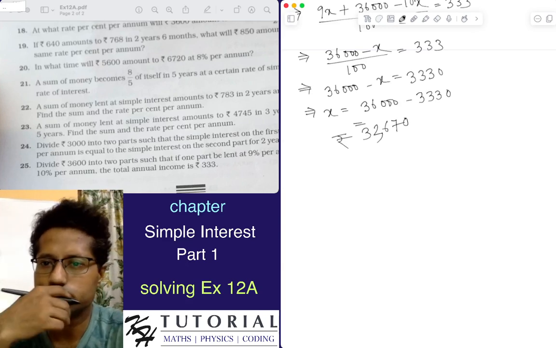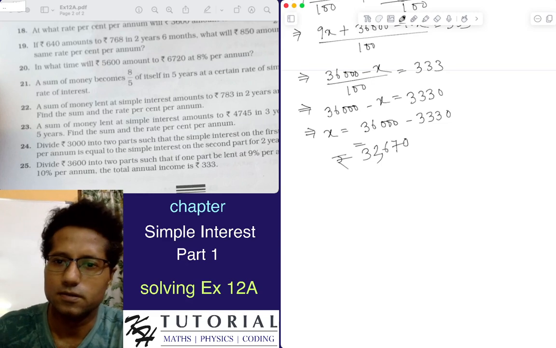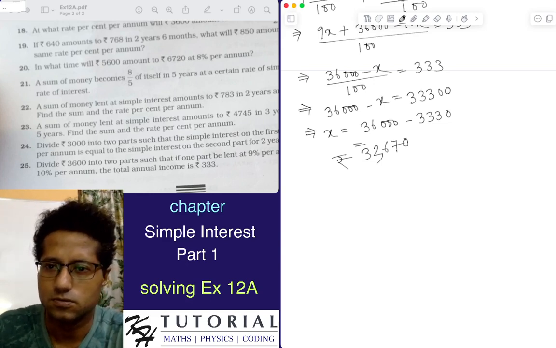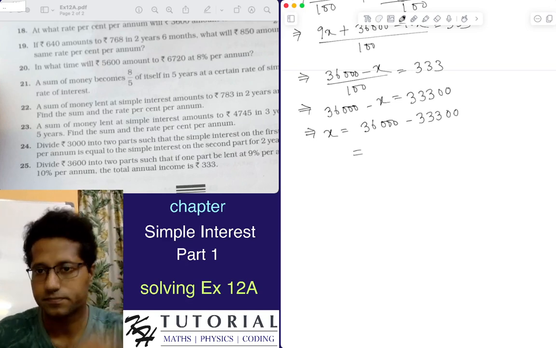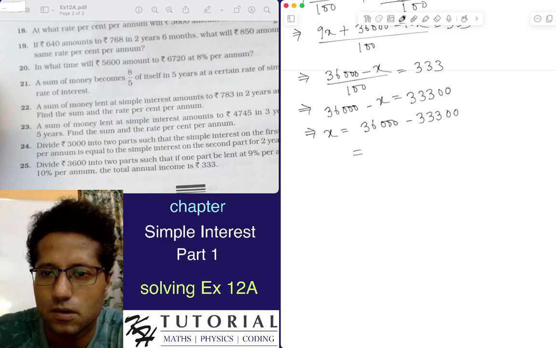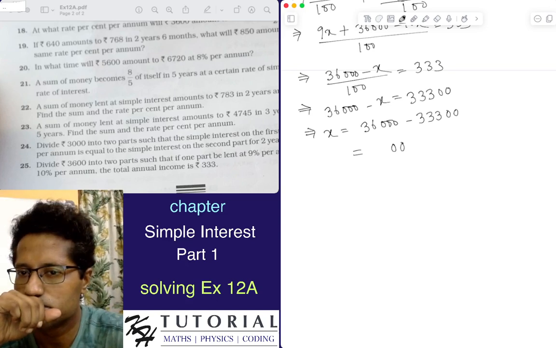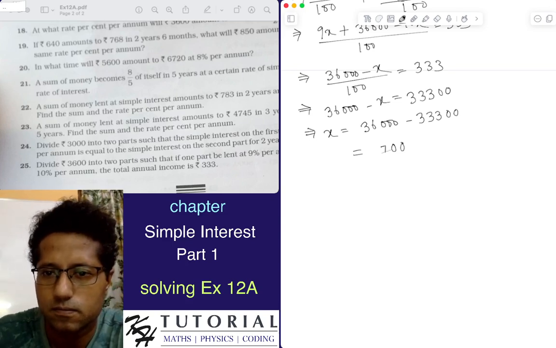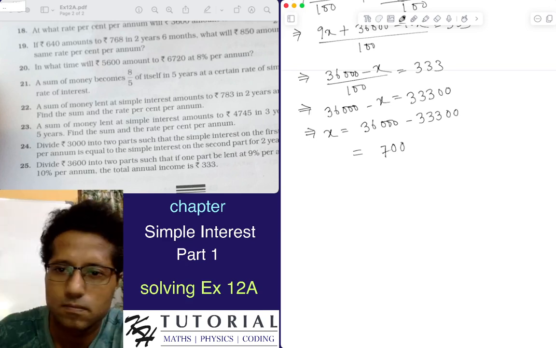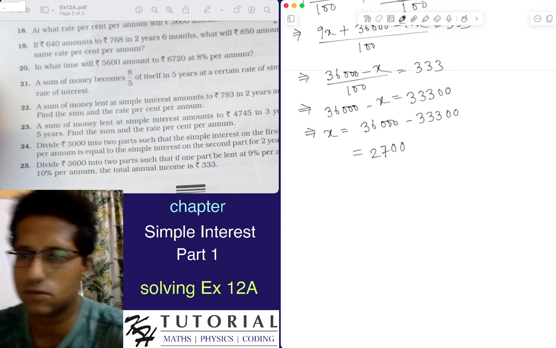How much is... sorry, this will be 0, this will be 33300, so 00, and what is this value? 36000 minus this, so we have 0, 0, 7, 2. So 2700 is the first part.